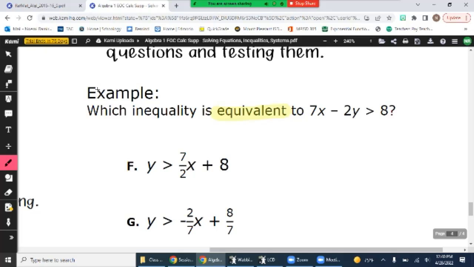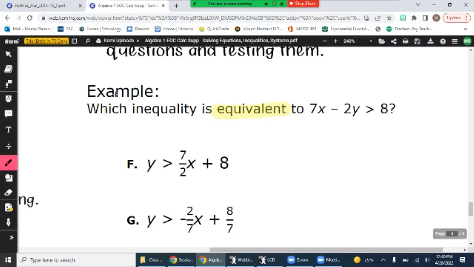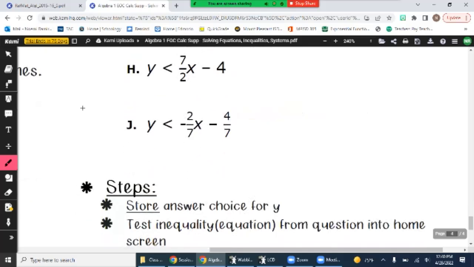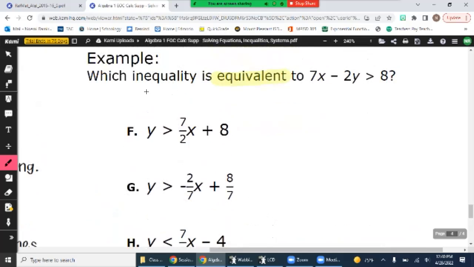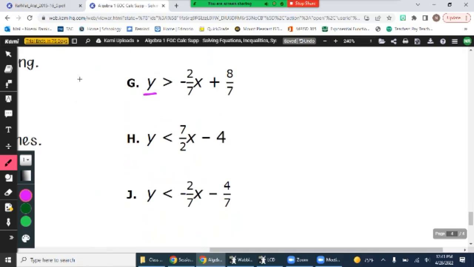What if we solve this one? You can. All right, so here we go. Let me concentrate on what I need to say. Thank you. Okay, so look at your answer choices. All of your answer choices have what on one side of the inequality? A y. And that y is by itself, right? So they're technically, quote unquote, solved for y.